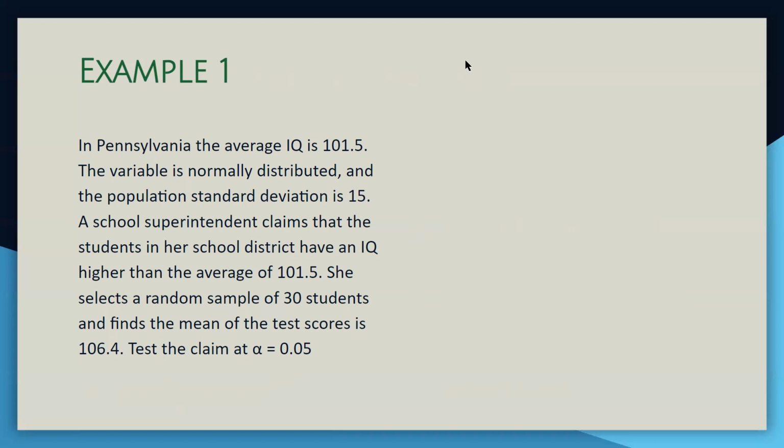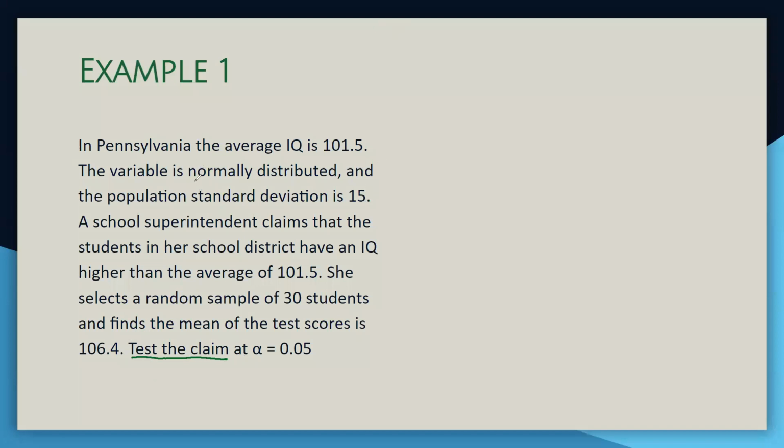So first thing that I see is I see the phrase test the claim. That tells me that I'm doing a hypothesis test and not a confidence interval. And you will almost always see somewhere in there, they're asking you to test the claim or very similar wording to that. So that's what tells me it's a hypothesis test. And now we're going to go through this problem and start picking off information.